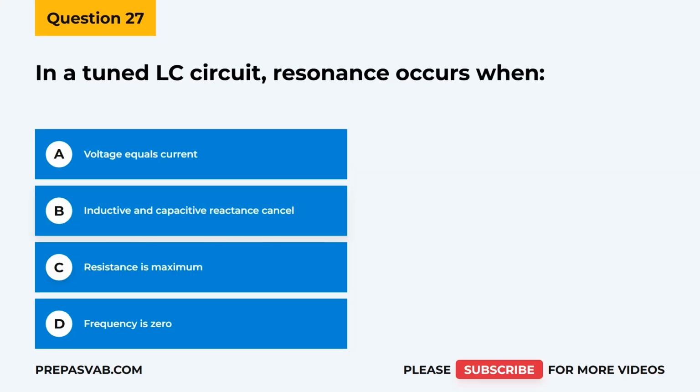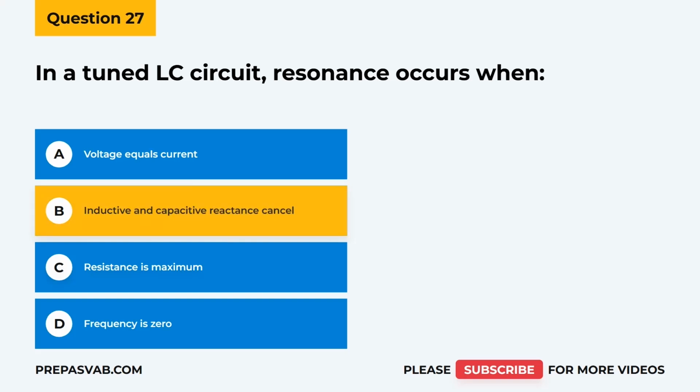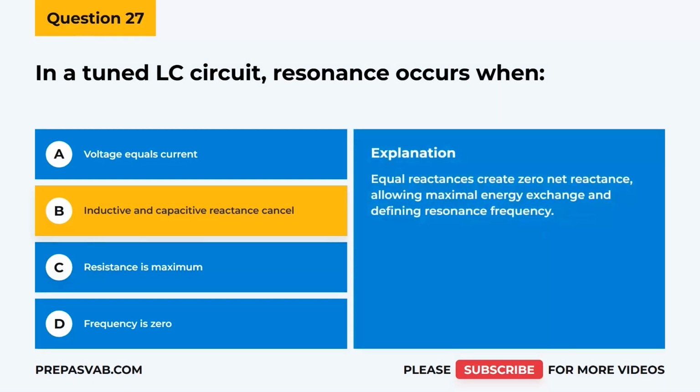Question 27. In a tuned LC circuit, resonance occurs when A. Voltage equals current. B. Inductive and capacitive reactance cancel. C. Resistance is maximum. D. Frequency is 0. The correct answer is B. Inductive and capacitive reactance cancel. Equal reactances create zero net reactance, allowing maximal energy exchange and defining resonance frequency.